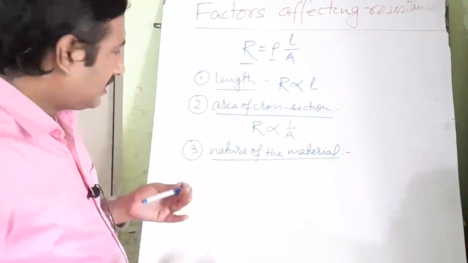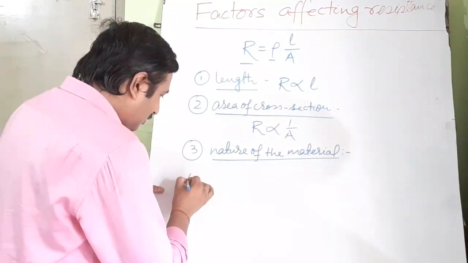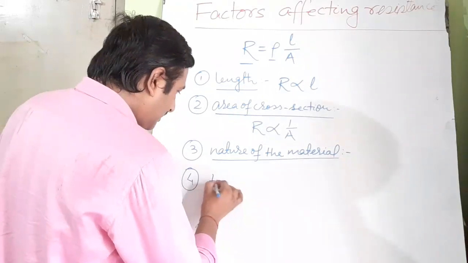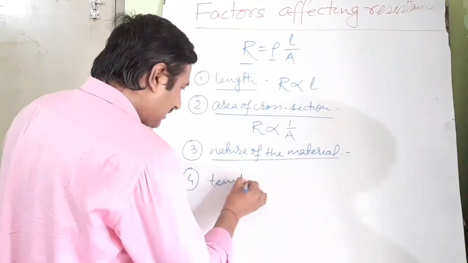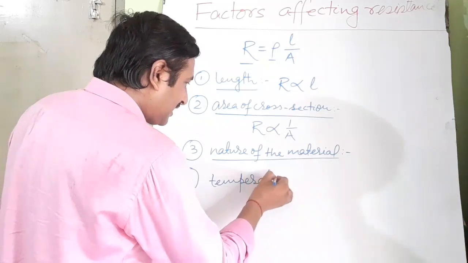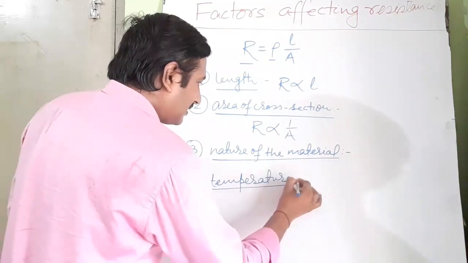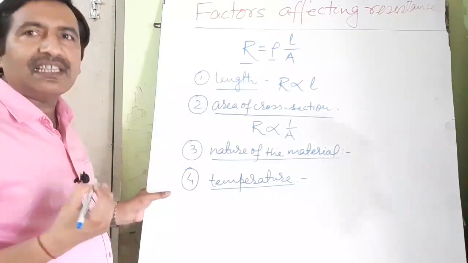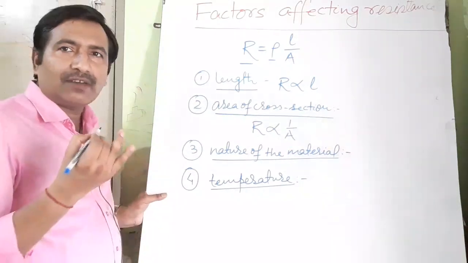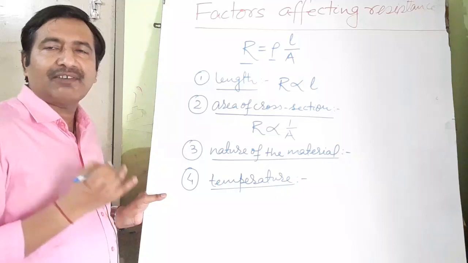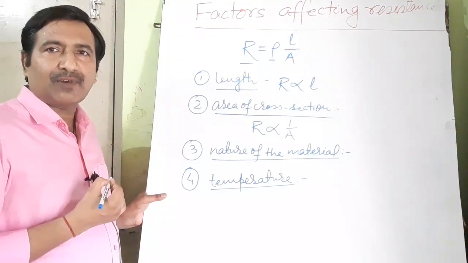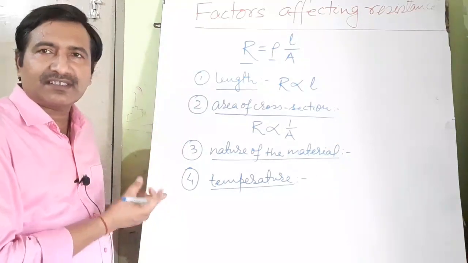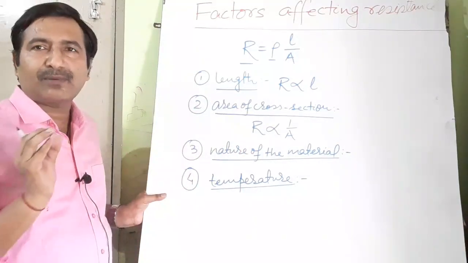Third one is this. Now I am going to discuss the fourth one, temperature. If the temperature of the conductor changes, the resistance will change. This is related with a formula. The derivation of that formula is not relevant here, so I will not discuss it. I am just going to explain the dependence of resistance on temperature with the help of the formula.